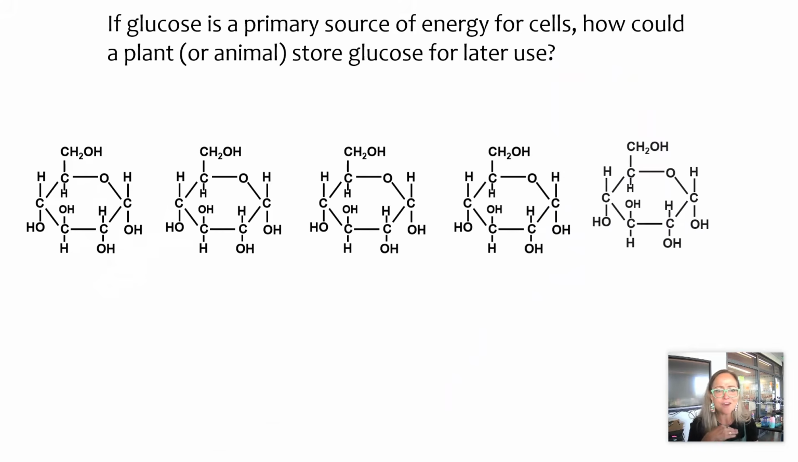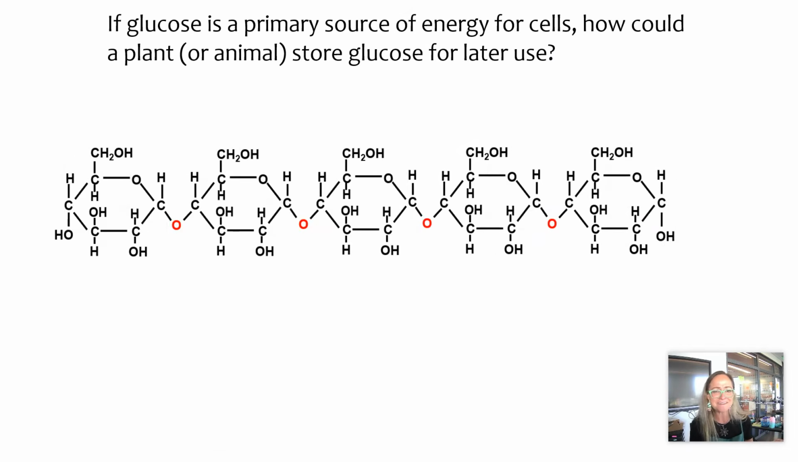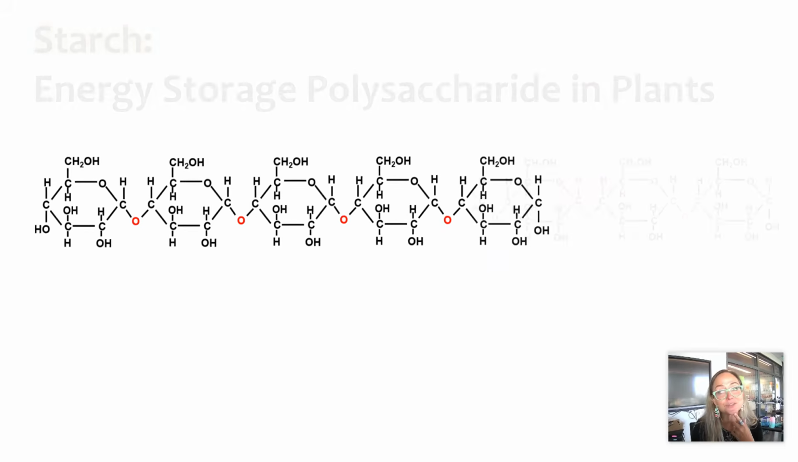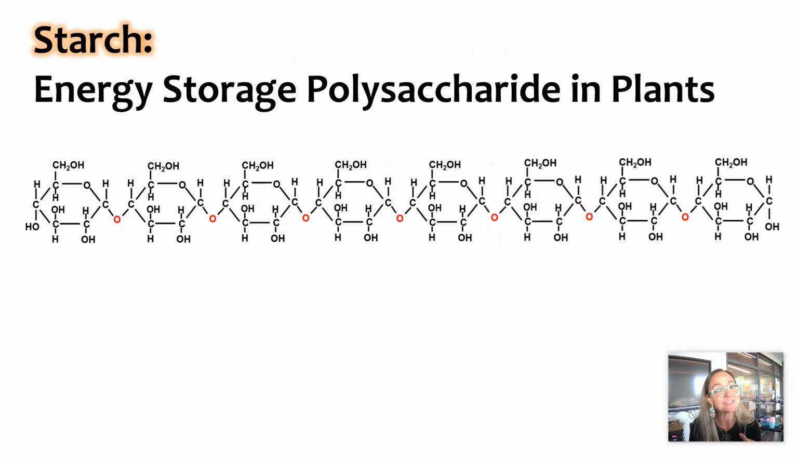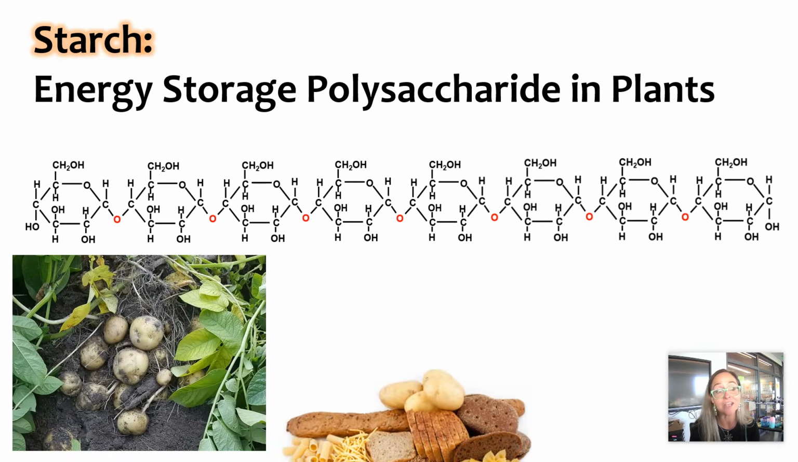So hopefully you were thinking, oh, we can just join a bunch of them together into a polysaccharide. And if we were to build a polysaccharide, we would produce water in the process of dehydration synthesis. So we're going to start with plants and their polysaccharide that they use to store energy. Plants, once they synthesize glucose, are able to join a bunch of glucose monomers together to form this polymer, a polysaccharide, called starch. So starch is the energy storage polysaccharide in plants.